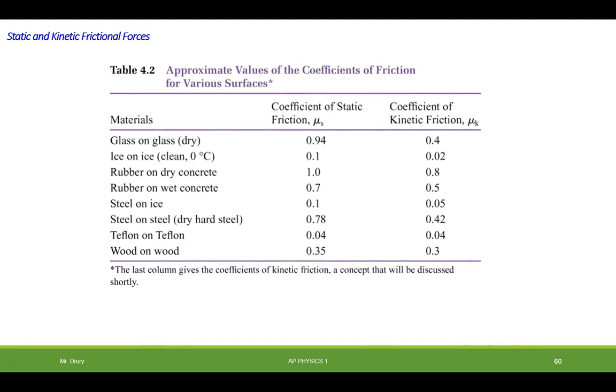And there's a whole bunch of different coefficients of friction depending on what the material is. For example, glass on glass, you have two different coefficients of friction, one static, one kinetic. As you can see, the static is always going to be greater than the kinetic. And there's some things that are very, very easy to slide, like Teflon. You can see it's so much lower than glass on glass.